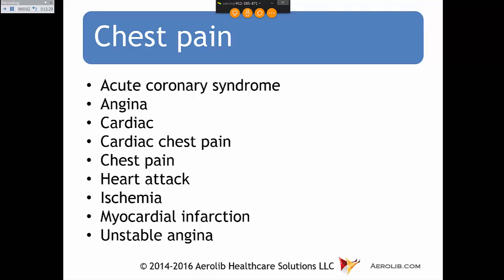So when we talk about chest pain, a lot of corollaries are used: acute coronary syndrome, angina, cardiac chest pain, heart attacks, ischemia, MI, unstable angina.